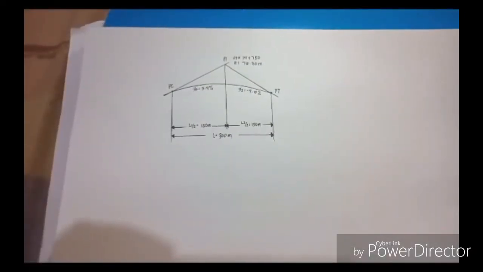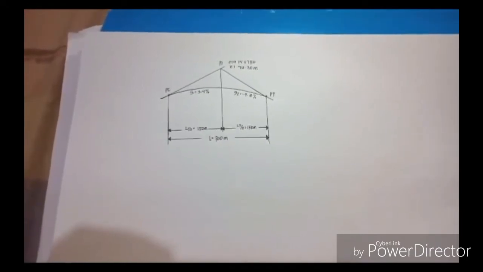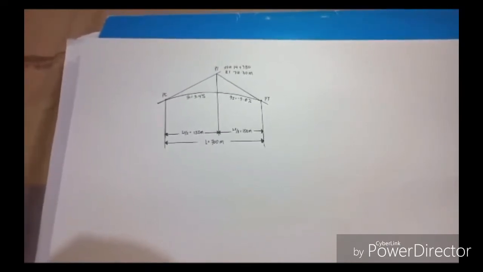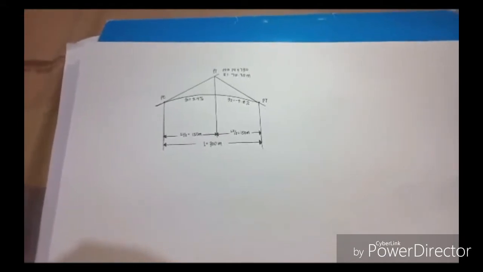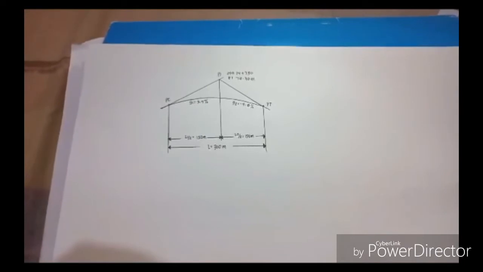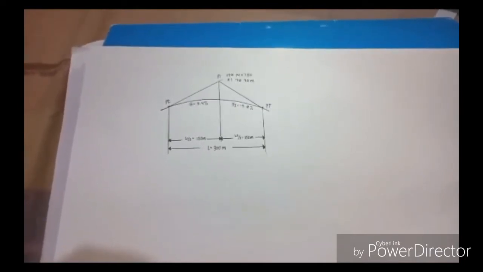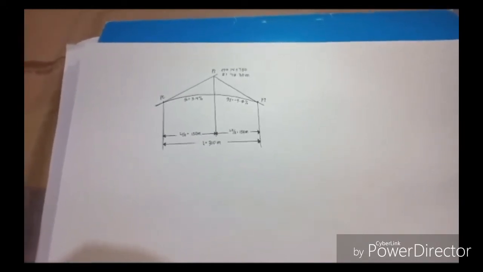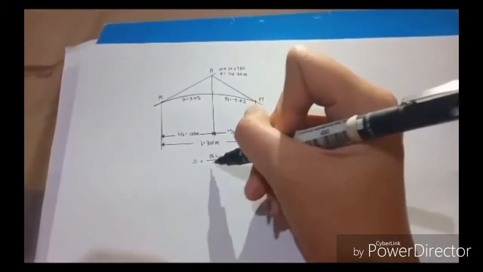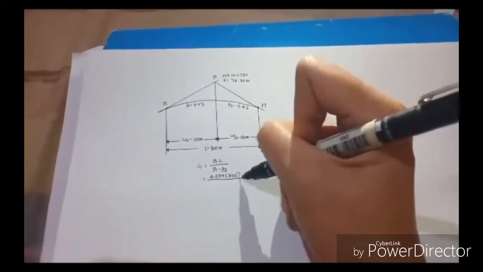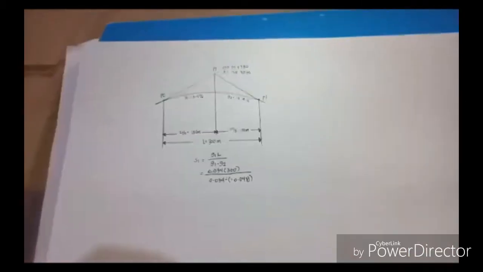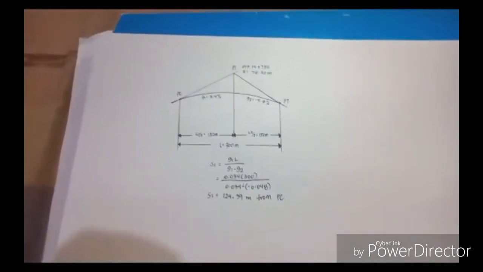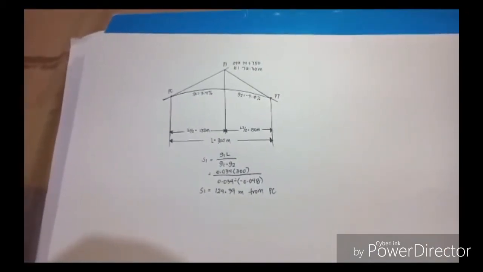To compute the location of the vertical curve turning point from the PI, we will use the formula in locating the highest and lowest points of the curve, which is S sub 1 equals G sub 1 times L over G sub 1 minus G sub 2, and then we will substitute the given values. S sub 1 is 124.39 meters from PC.